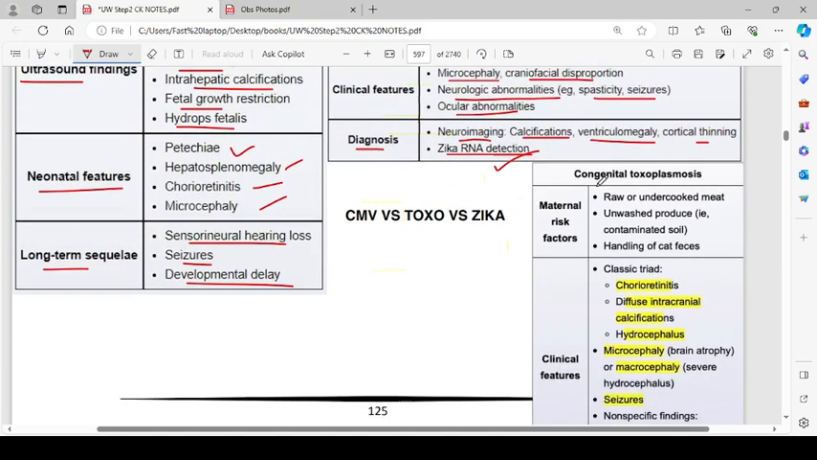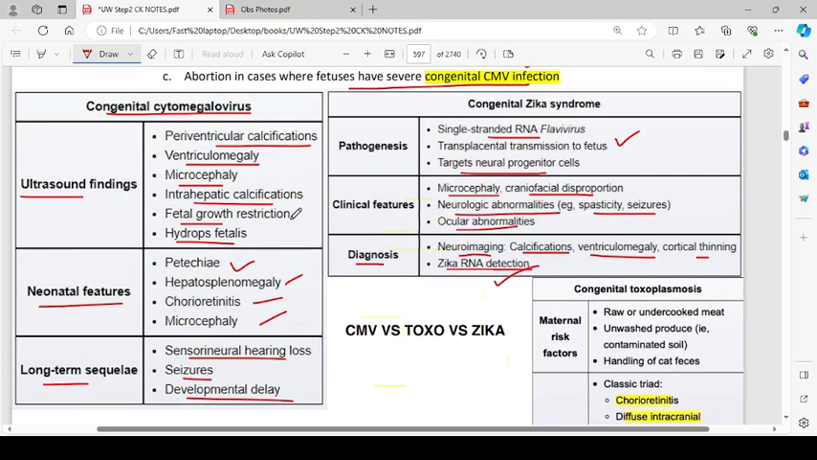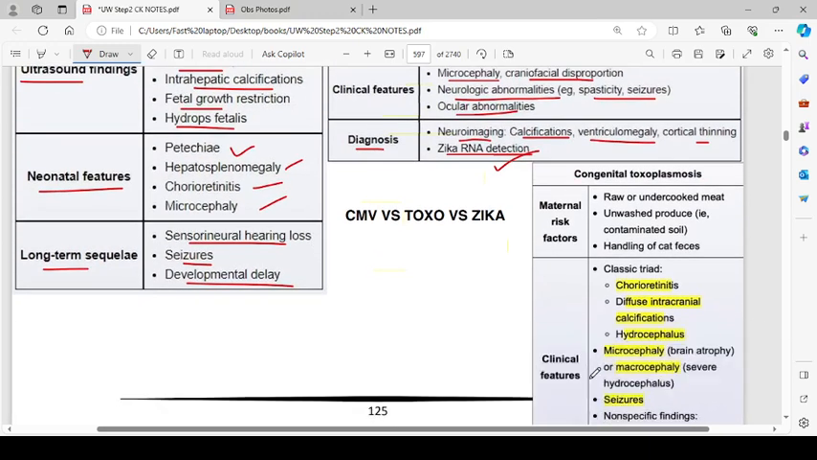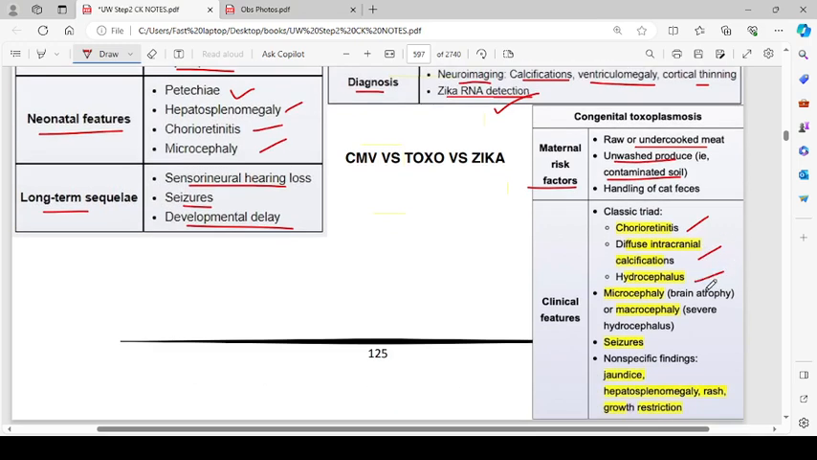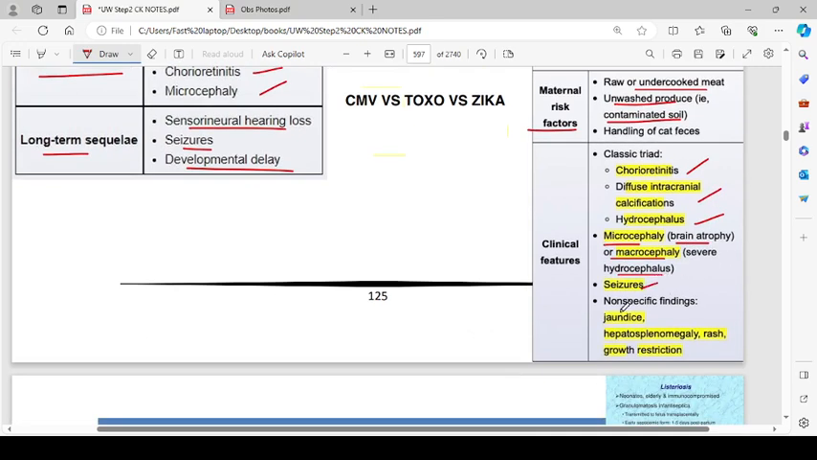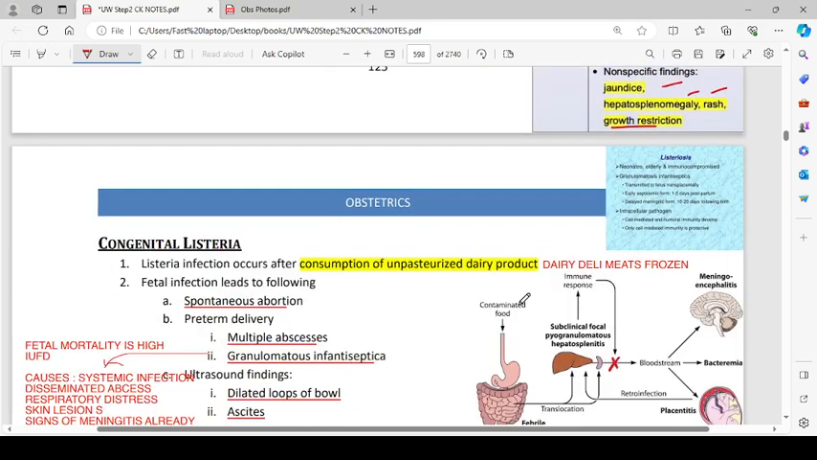So congenital toxoplasmosis. All three of them are listed over here. We have talked about this before, but let's see it for the last time. Maternal risk factors are raw or undercooked meat, unwashed produce, that is contaminated soil, and handling of cat feces. The clinical features include a classic triad of chorioretinitis, diffuse intracranial calcifications, and hydrocephalus, microcephaly, which is brain atrophy, or macrocephaly, severe hydrocephalus, seizures, and non-specific findings like jaundice, hepatosplenomegaly, rash, and growth restriction.